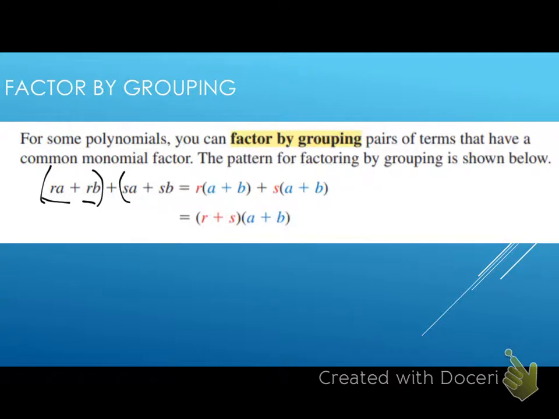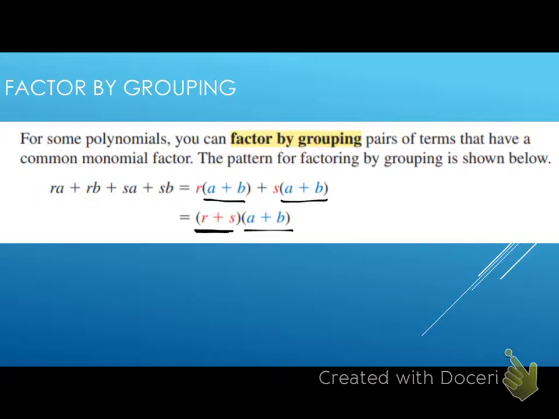Now if you notice, after I did that, I have two things that match up. I have two A plus B's, correct? So I'm essentially factoring out another GCF from there. Because what do they both have in common? A plus B, right? So I can technically factor out an A plus B. And then the two terms that go with it are R plus S. So our two factors would be R plus S times A plus B. Does everyone see that?